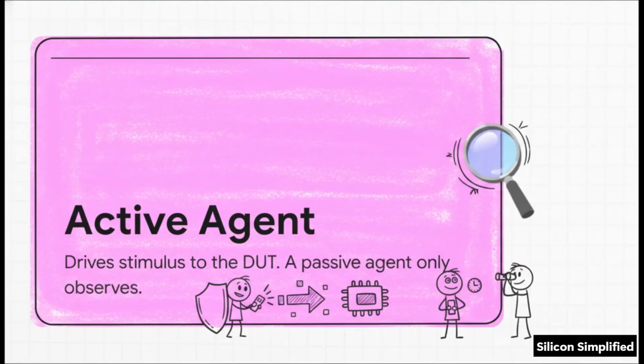An agent encapsulates the protocol-specific logic for a single interface, like a PCI or an Ethernet bus. And depending on whether you're injecting data into that interface or just watching it, your agent will be configured as active or passive. It's pretty straightforward. An active agent actually drives stimulus, while a passive agent is strictly just an observer.